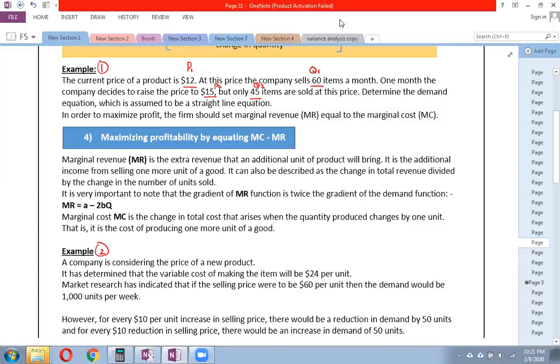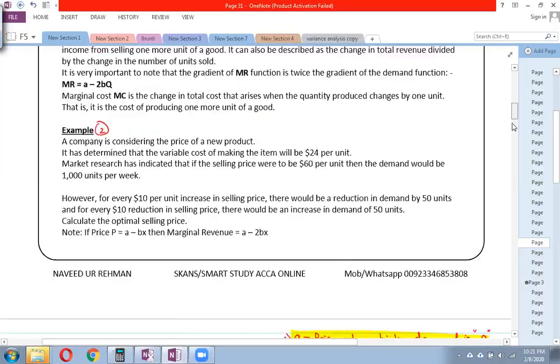Now, determine the demand equation, in which it is assumed to be a straight line, right? It's a straight line equation, and you can ignore the last line, right? So how do you solve it? First of all, you need to know that this is the price, this is the quantity. And then when this is the price, this is the quantity. What's the formula for B?